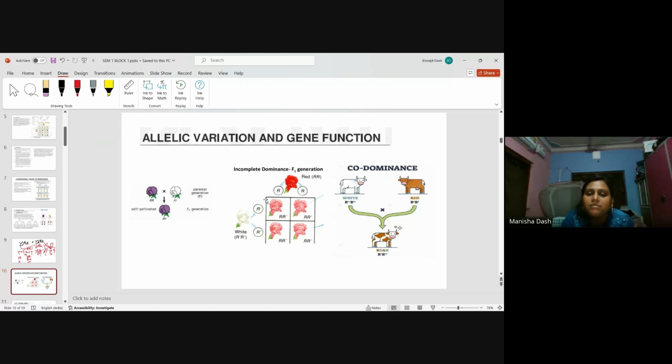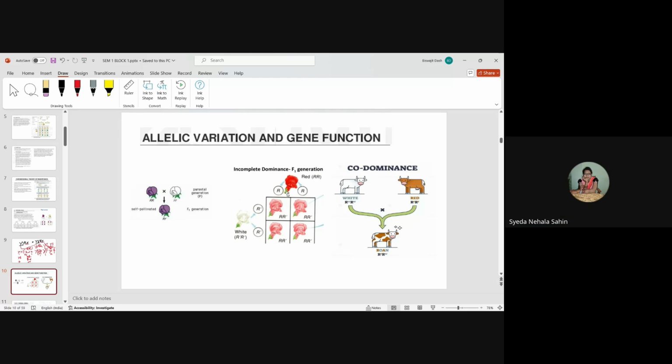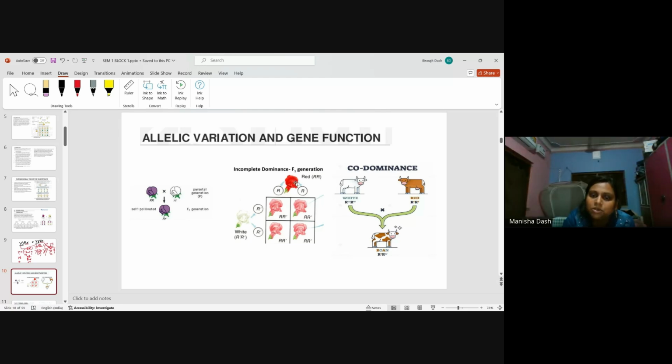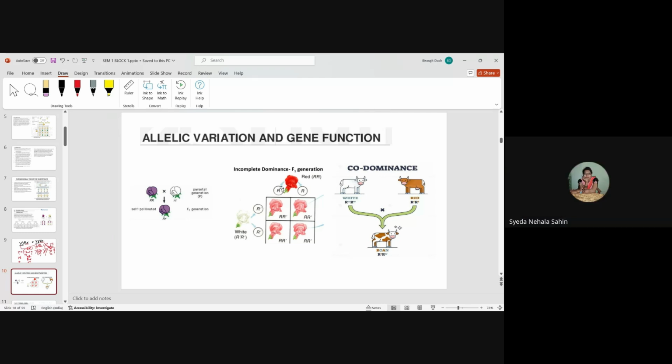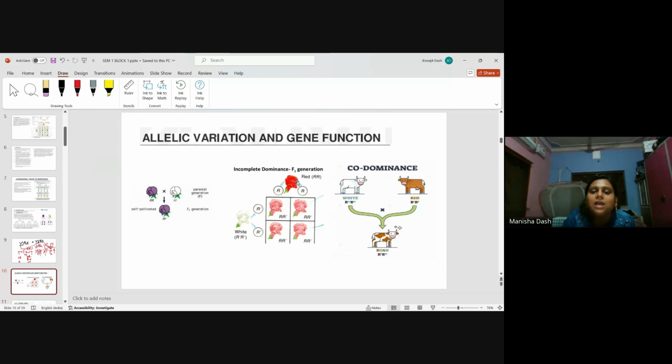But sometimes what you will observe, if you cross a red flower with a white flower, what we should expect is that all the flowers should appear red, because red is supposed to be the dominant color. But in contrast to this, all the flowers will appear pink, which is neither red nor white. So this is a condition where the red is trying to dominate over the white but cannot completely dominate it. So this is an example of incomplete dominance.